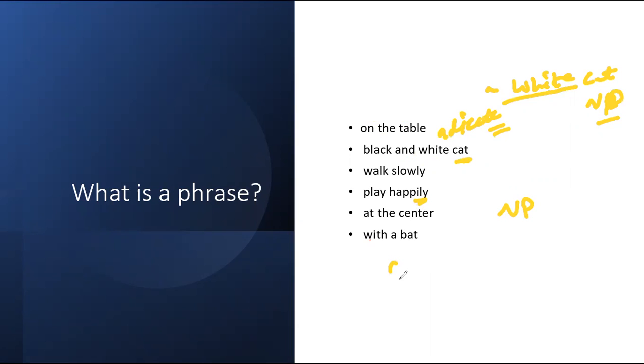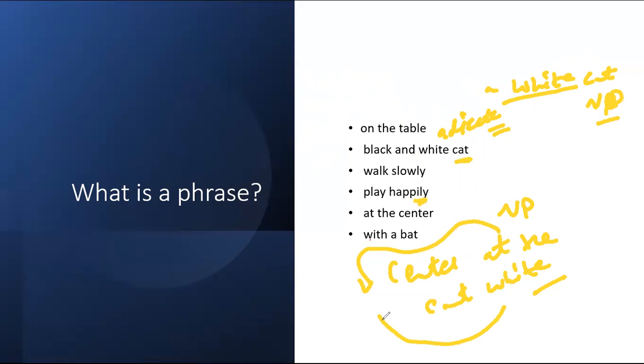So we cannot say center at the. We cannot say cat white, because they have got to come before nouns, right? Okay, and only then they can be called noun phrases. Is that clear? Okay. Now, why is it important to learn? This is another important thing.